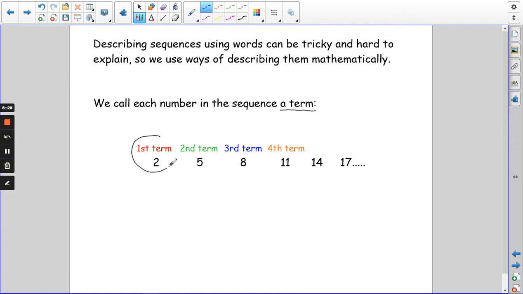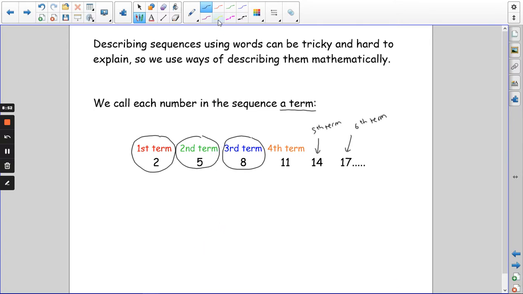So there's the first term in this sequence, there's the second term, there's the third term. It just means what number in the sequence are you talking about. This would be the fifth term, because it's the fifth number in the list. This would be the sixth term, because it's the sixth number in the list. But a term is just a number in a list.